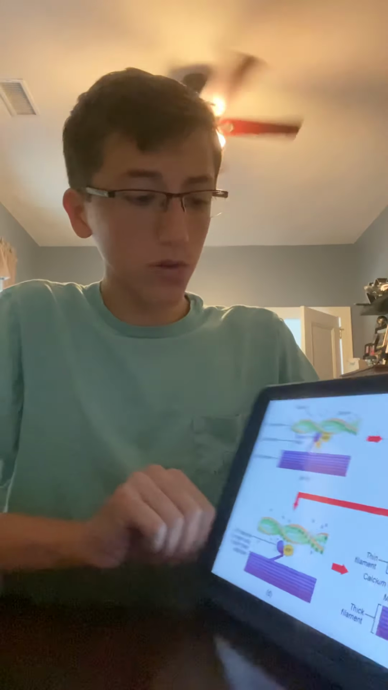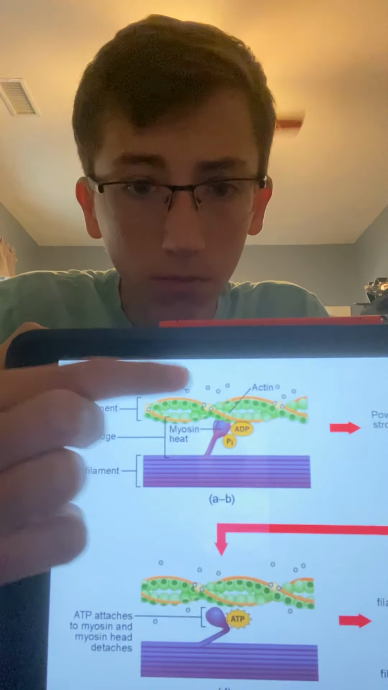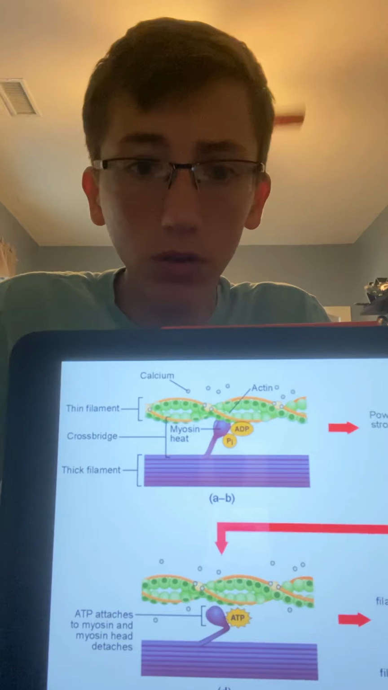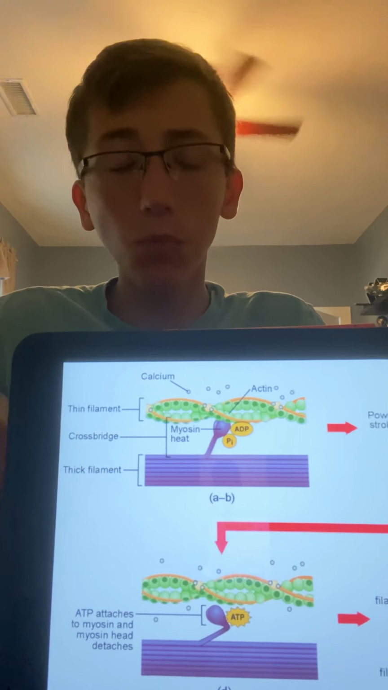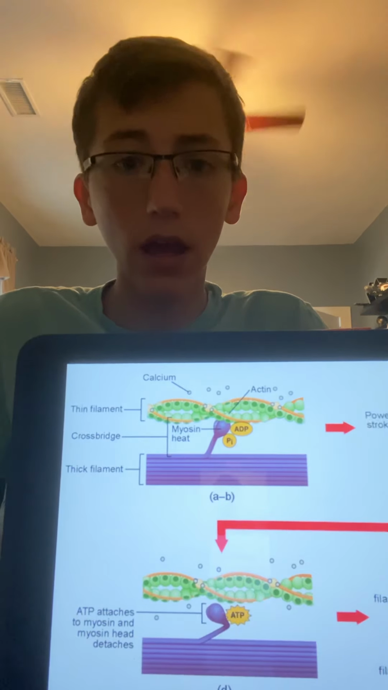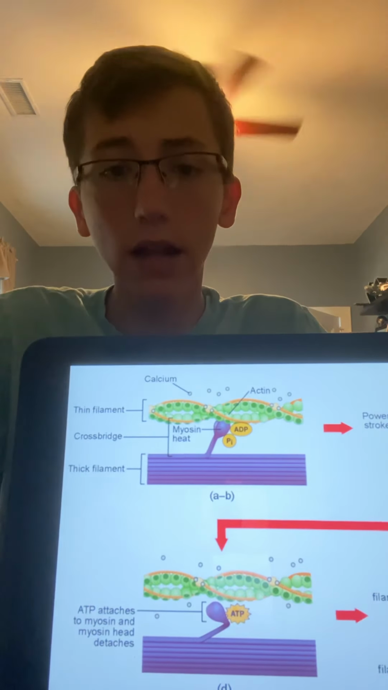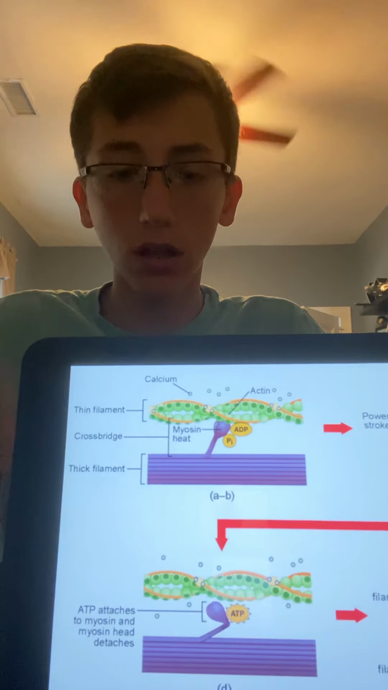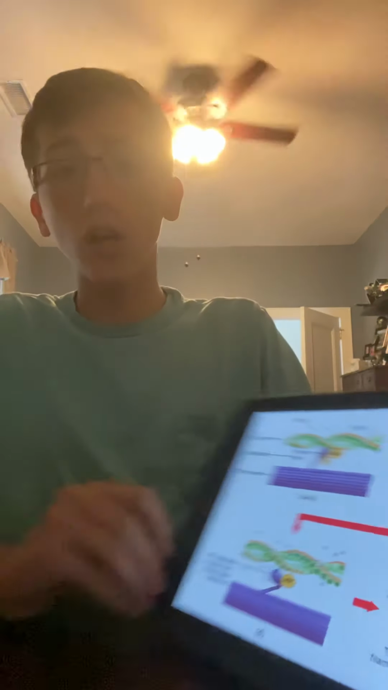When a nerve sends a signal to the muscles to contract, it releases calcium, which are these white particles, and those uncover the connecting points when they bind to the tropomyosin and troponin. And then the myosin head connects to the actin, and this is called a cross bridge.